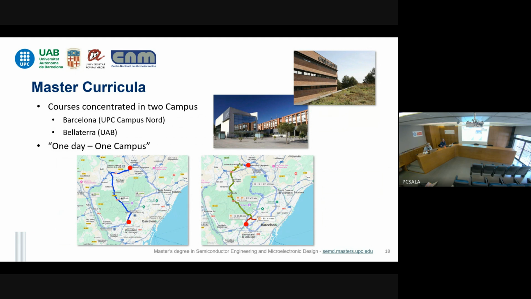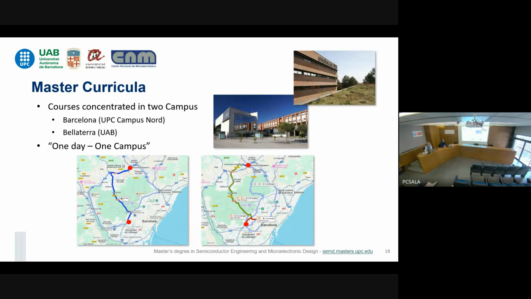Where you will do the courses, that's a practical issue. We have 5 institutions, so does this mean that you have to go to 5 places? No, the courses are concentrated into 2 campuses. One is in UPC in Barcelona, in the campus north, and the other campus is in UAB in Bellaterra, which is in the outskirts of Barcelona.